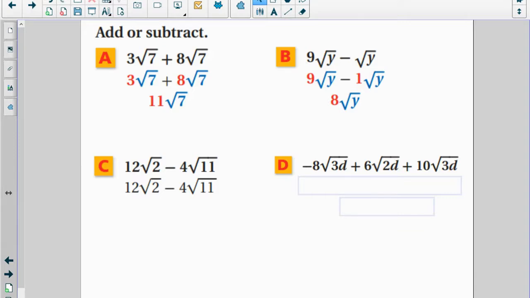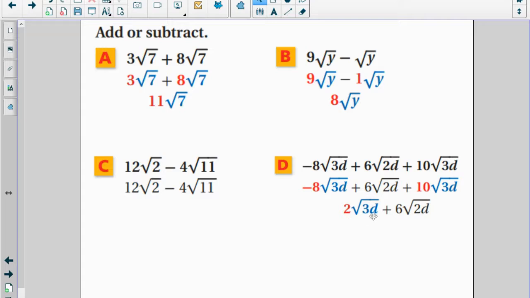In example D, this time we have 3 terms and we have numbers and variables included. Like radicals are the ones that have the exact same radical part, the radicand. I have square root of 3d in the first term. I have square root of 2d in the second term, so those aren't like terms. But then I have another square root of 3d in the last term. So the first term and the last term are like terms. I can combine those like terms by adding their coefficients. Negative 8 plus 10 is positive 2. So I have 2 square root of 3d plus the 6 square root of 2d.